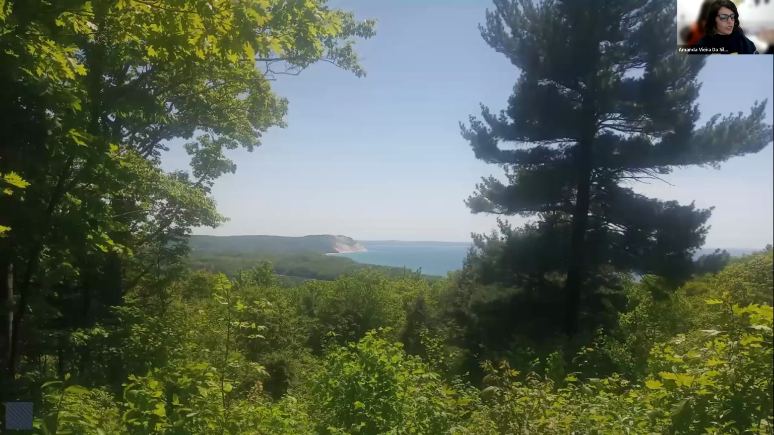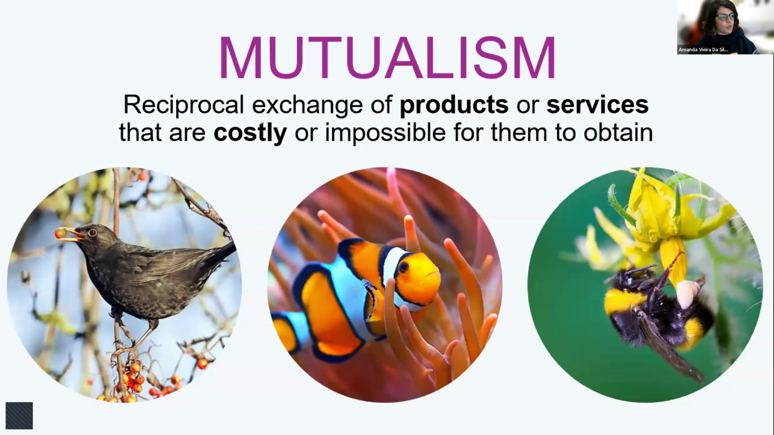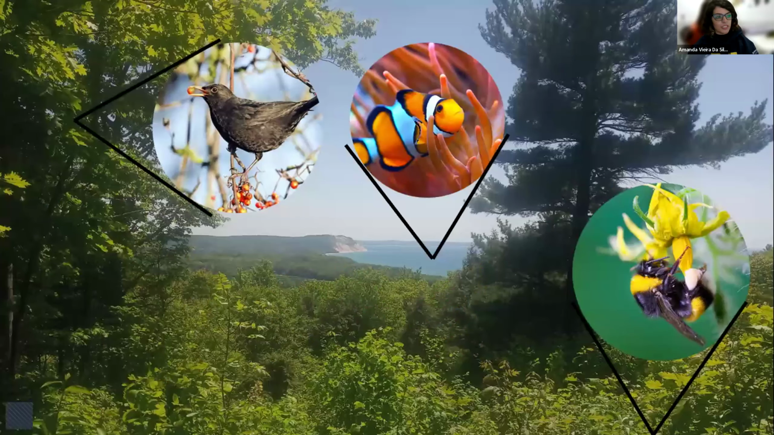So when we go to nature or when we see a picture like this, the first thing I can imagine is the interactions that are happening there. For example, seed dispersal or cleaning or pollination. And each of these is a mutualistic interaction in which individuals benefit because they exchange products or services that are hard for them to obtain. But nature is a little bit more complex than this, right?